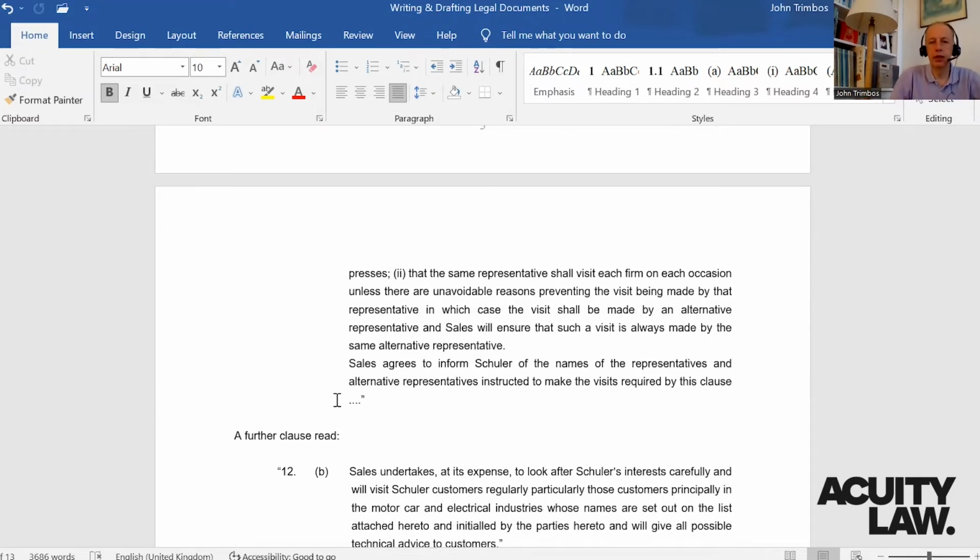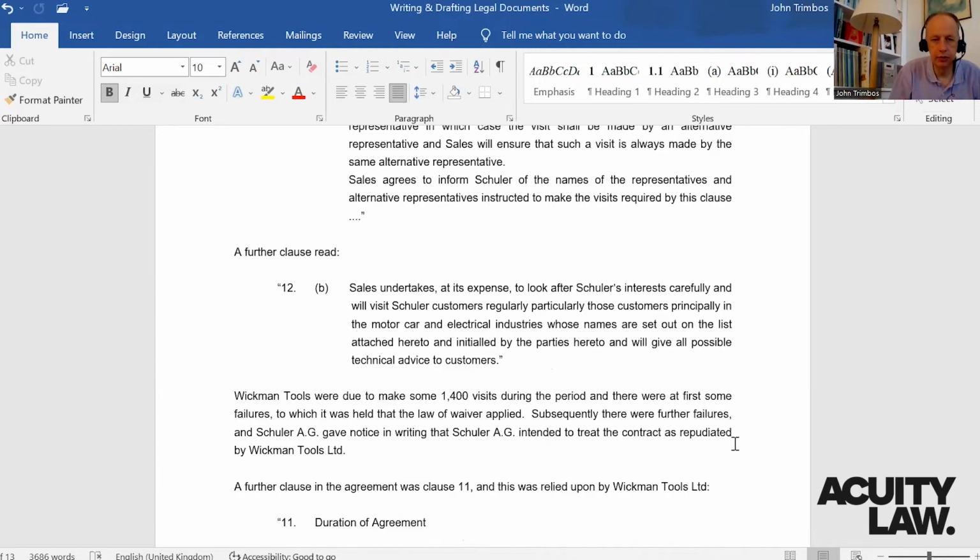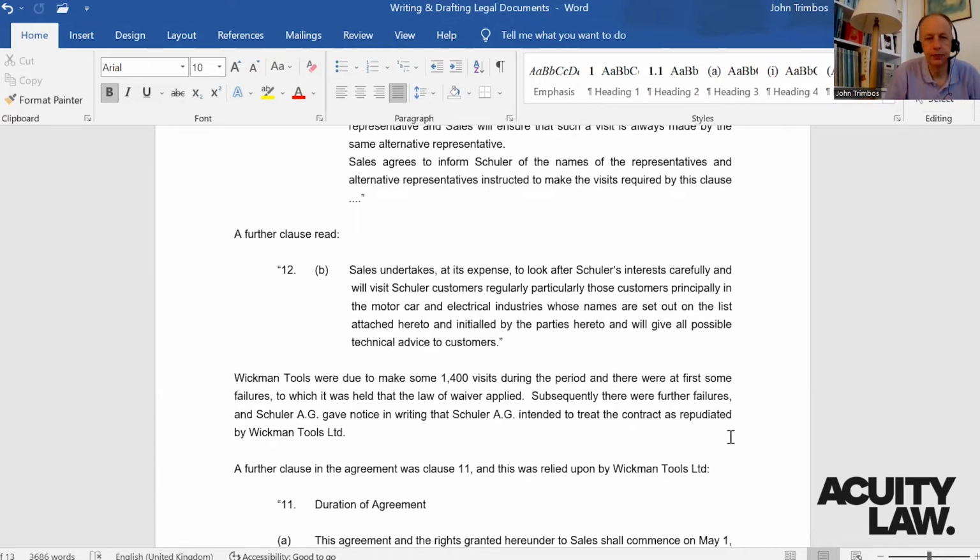And then if you couldn't make that client care meeting, then you had to find a substitute and so on. And then underneath we have a clause 12b. Sales undertakes at its expense to look after Schuler's interests carefully and will visit Schuler customers regularly and so on. So that gives you a flavor of the kinds of obligations that Wickman Tools are under.